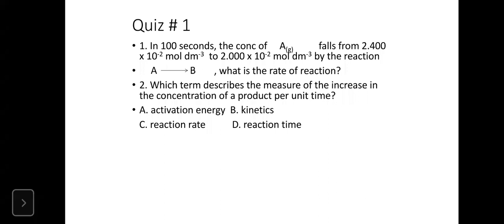So from what I have discussed so far, which term describes the measure of the increase in the concentration of product per unit time? Which one will you pick? And I told you rate is the time rate of change of concentration. See which of them fit in. Is it activation energy? No. Is it kinetics? No. C. Is it rate of reaction? Rate of reaction is the time rate of change of concentration. Is it reaction time? So the appropriate answer is also C. So this is just a quiz to test whether you follow what I have done so far.